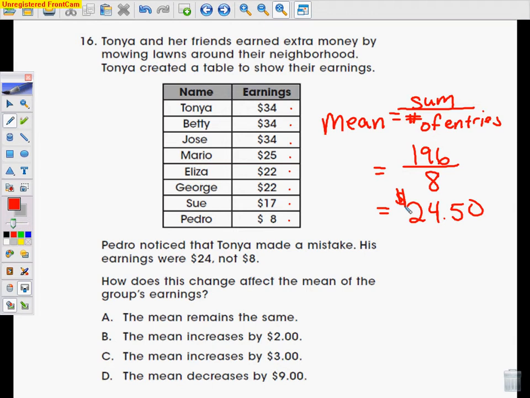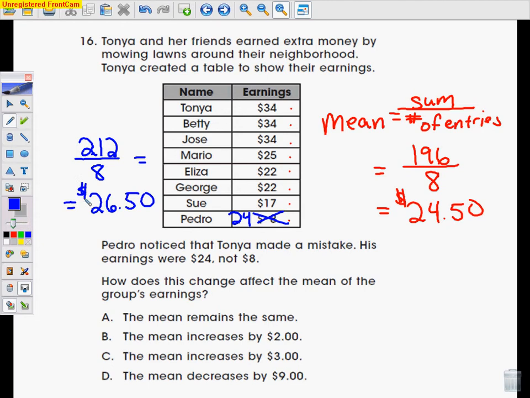Now, we know that Pedro really didn't earn $8. He actually earned $24. So we're going to add these values up again and actually come up with the correct mean. So instead of those values adding up to 196, they're actually going to add up to 212. And then we're still dividing by 8. And that value comes out to be $26.50.